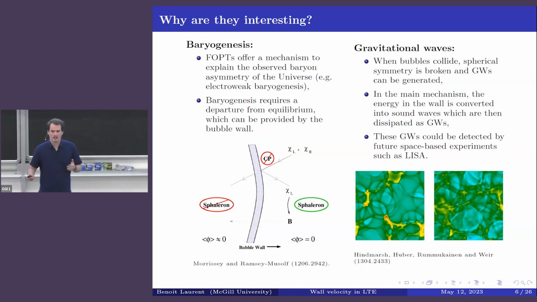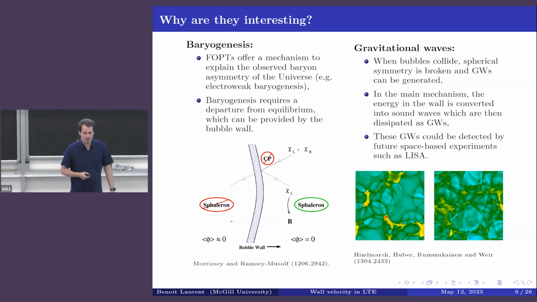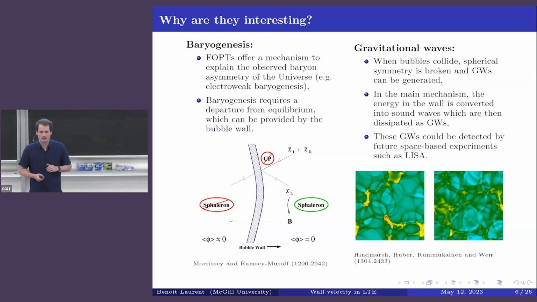Basically, we know that we have some net baryon asymmetry in the universe that the standard model is not able to generate on its own. So we need some new physics to explain that asymmetry. And first order phase transition would be one of the mechanisms to do that.